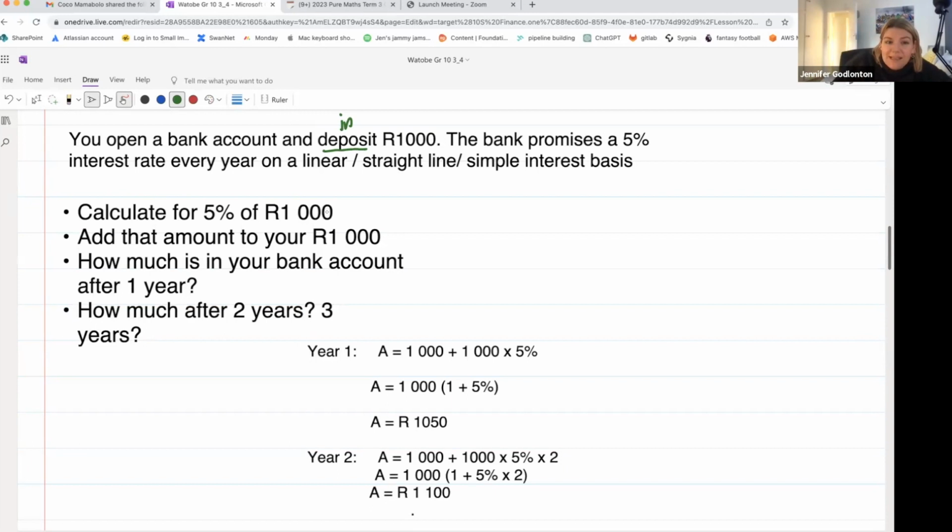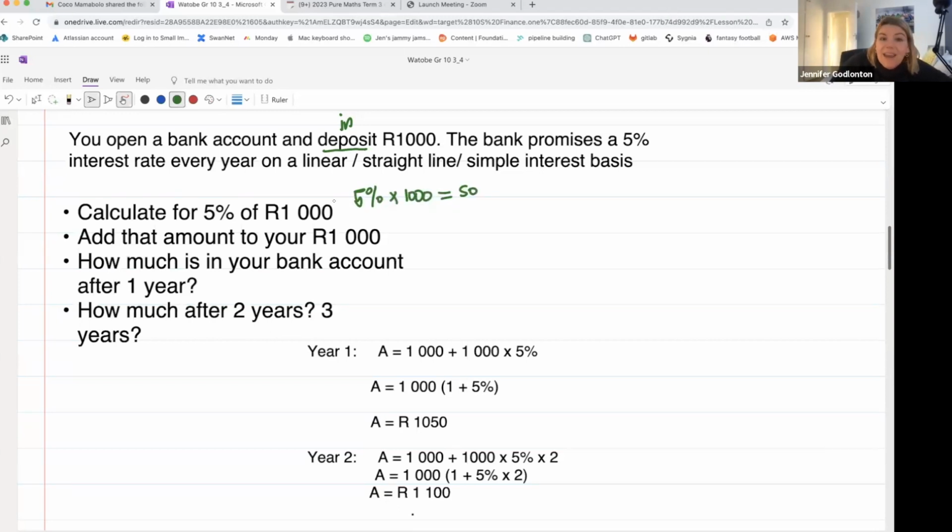Calculate 5% of 1,000 Rand. So what is 5% of 1,000 Rand? Who can help me with that? What is 5% of 1,000? Don't overthink it, guys. Don't panic. Use your calculators if you need them. Yes, exactly, 50 Rand. So we can just say 5% times 1,000, and that will give us our 50 Rand.